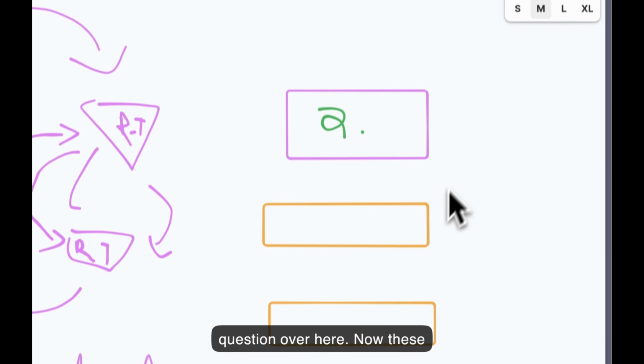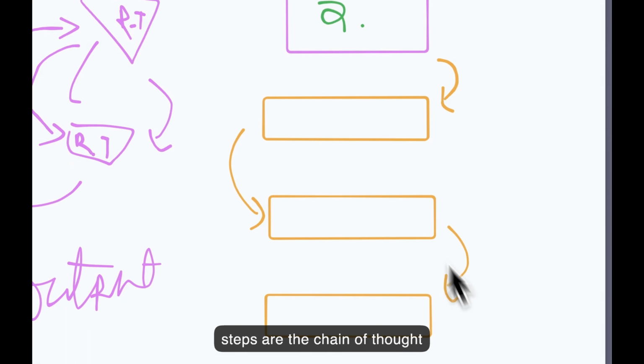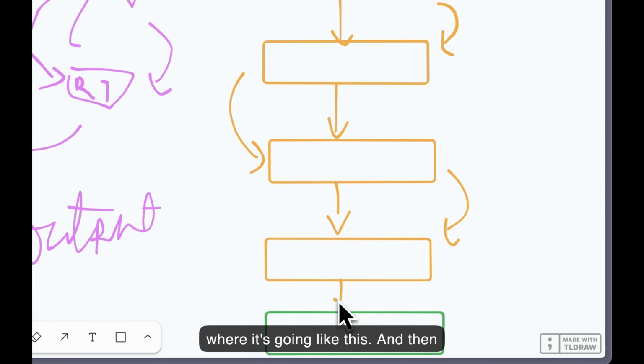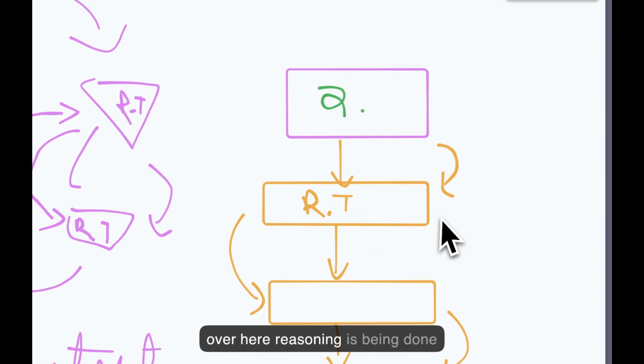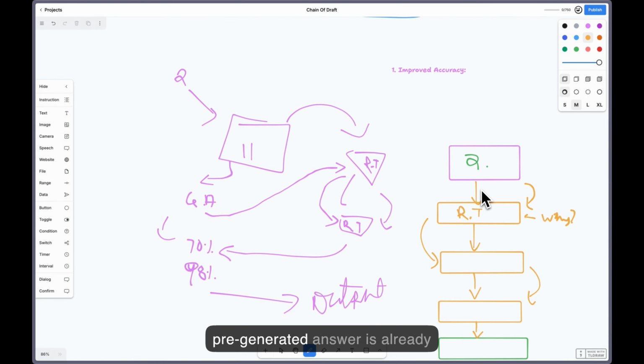Now, these steps are the chain of thought, where it's going like this. And then finally, the output is coming. So over here, reasoning is being done with a question like, why? So let's say if we take the understanding from the Claude paper, where a pre-generated answer is already there, the reasoning token is asking, why is this correct? So it's asking for a reason for why you think this answer is correct.